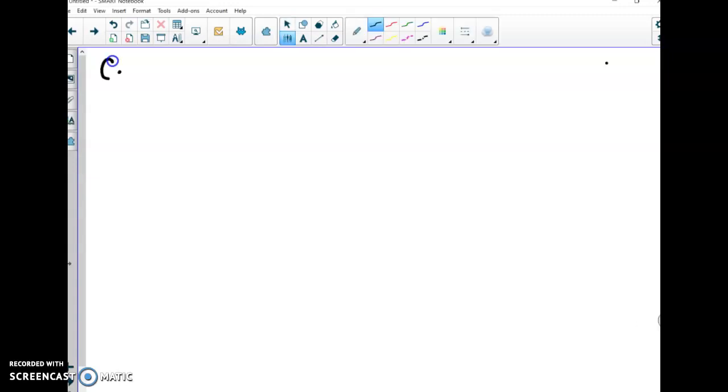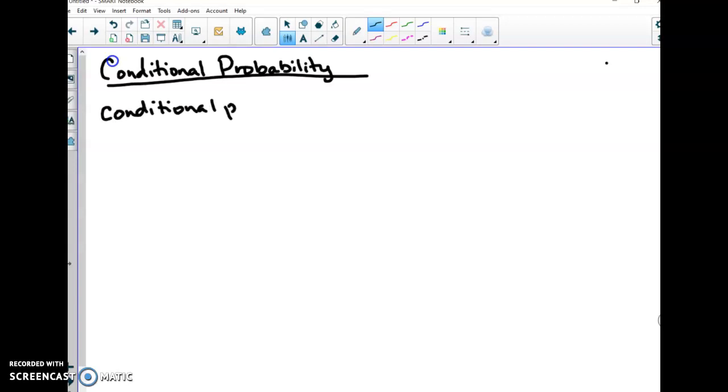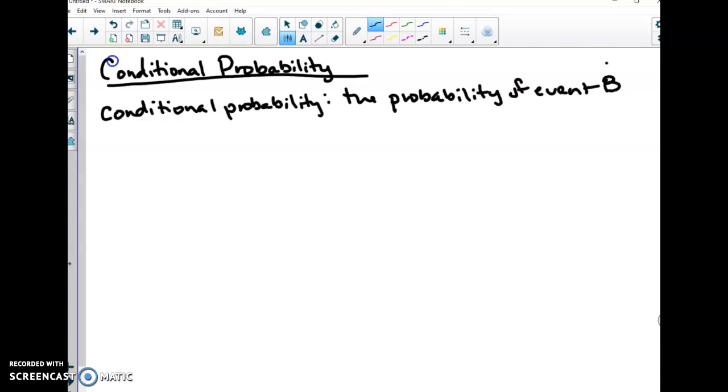We're going to be looking at conditional probability. For conditional probability, we need to first talk about what the actual definition is. This is where the probability of an event, let's call it B, will occur given that another event A has already occurred.